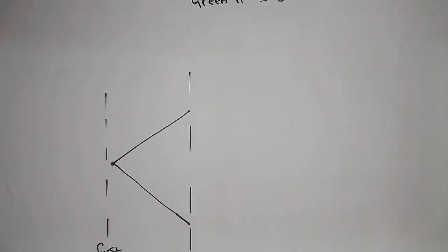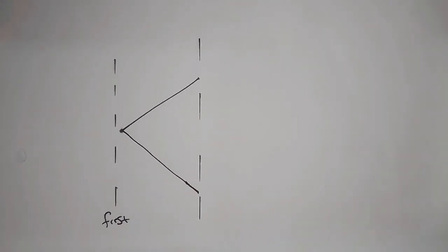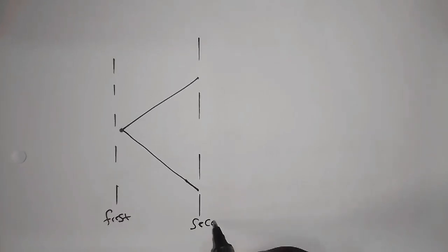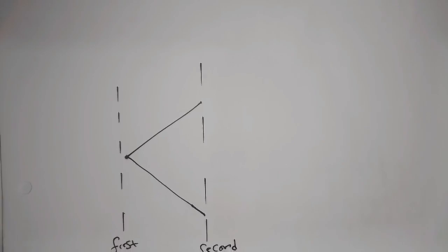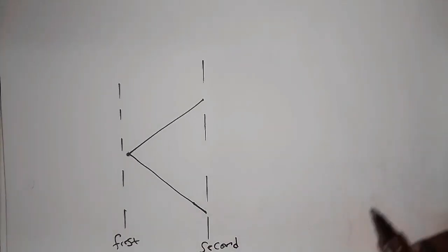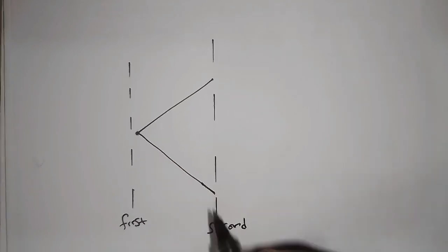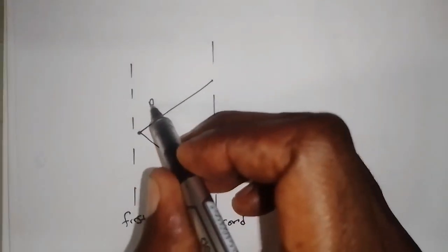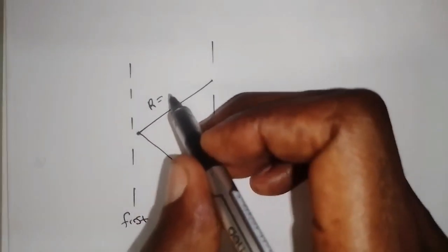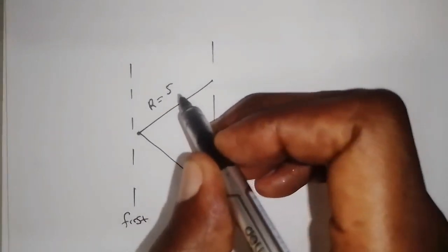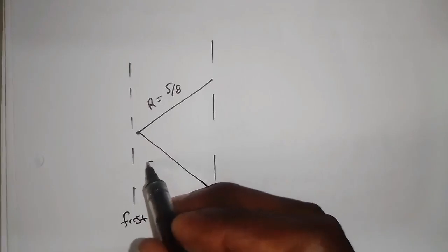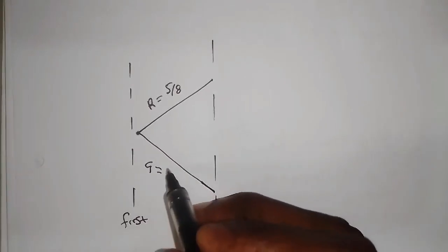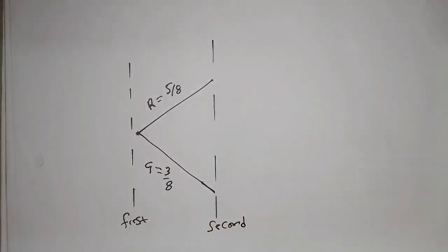First, and then the second one. Okay, so we know that we only have 2 branches. This one is red, which is 5 out of 8, and then the green is just 3 out of 8.